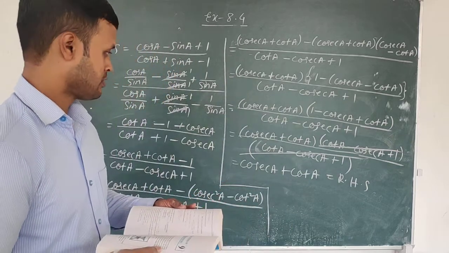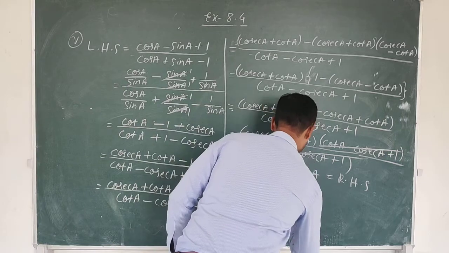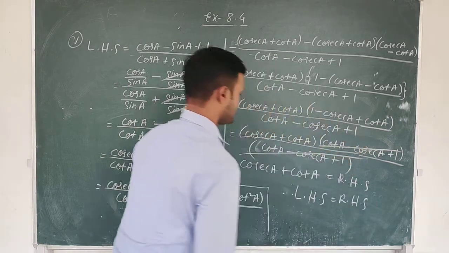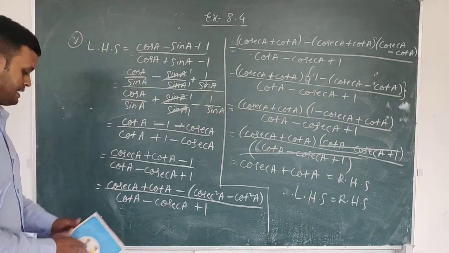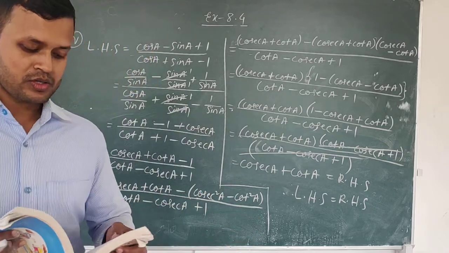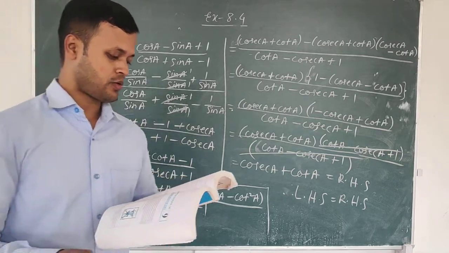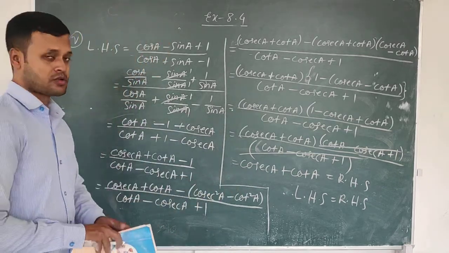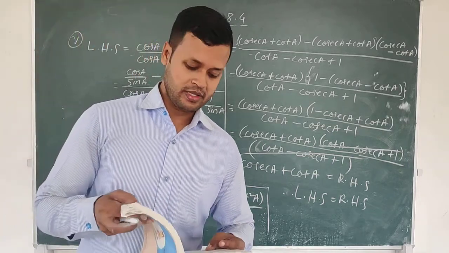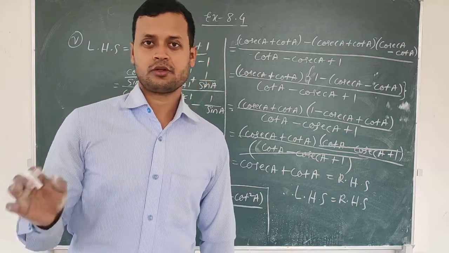That is equal to RHS, cos A plus cot A. See, LHS we are taking. So what is there? The LHS: cos A minus sin A plus 1 by cos A plus sin A minus 1. What I said is that on the right hand side I saw that cos A plus cot A is there. I simply thought that all the terms I will convert to cos A and cot.